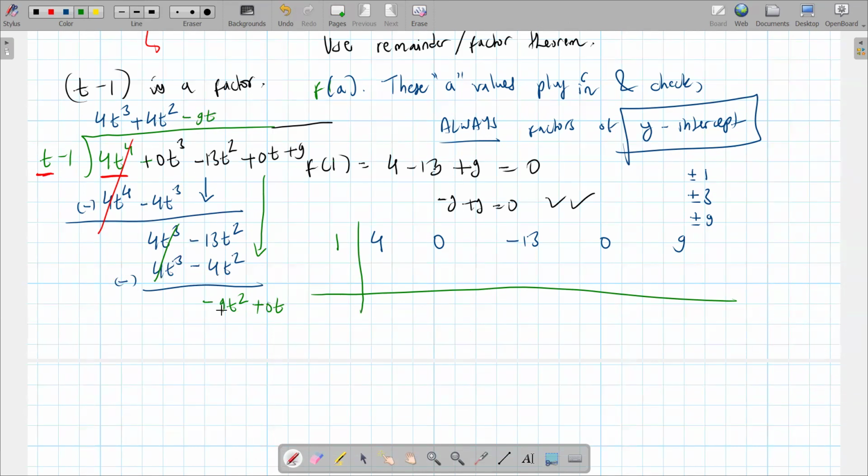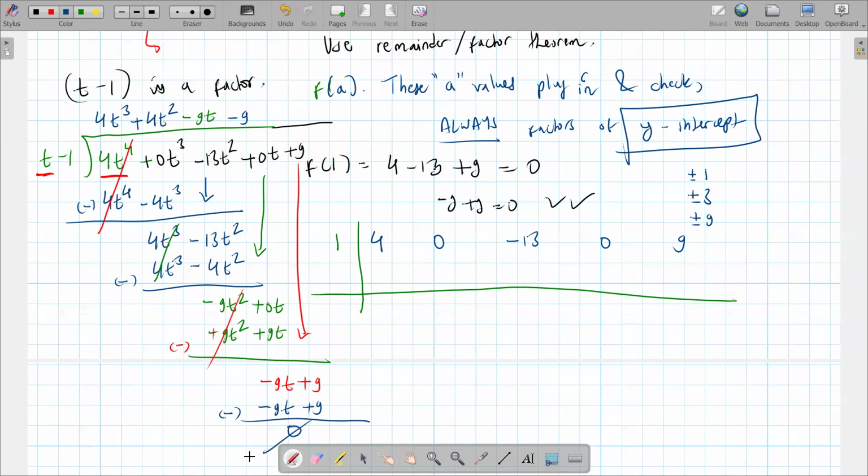And down here, t times -9t is -9t squared. -1 times -9t is plus 9t. So when you subtract them, this becomes a plus. This cancels out. 0 minus 9 is -9t. If we bring the final term down, plus 9. t goes into -9t -9 times. So this becomes -9t, becomes +9. When you subtract them, you get a 0. So there you go. That's how you do polynomial long division.